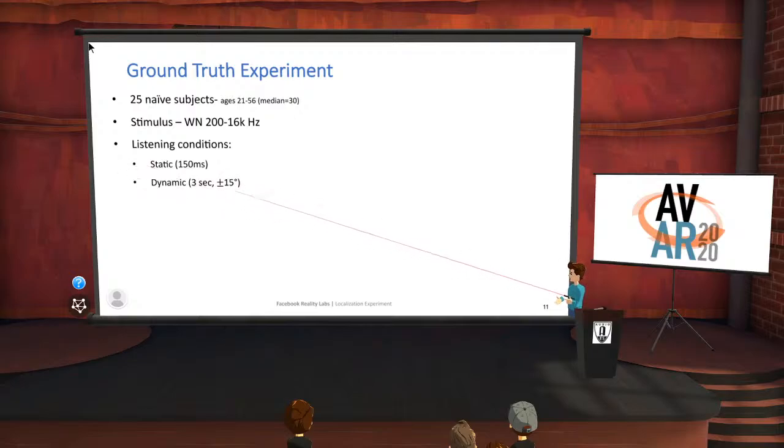And the other one, dynamic listening, is the one that was more interesting to us. It's allowed to have some dynamic cues while listening. So we have 3 seconds of stimulus, and we're allowing head rotations of plus minus 15 degrees, both in azimuth and in elevation. This is to eliminate continuous localization, where you can look and point to where the sound is coming from. We don't want to do that. We just want to add some dynamic cues.